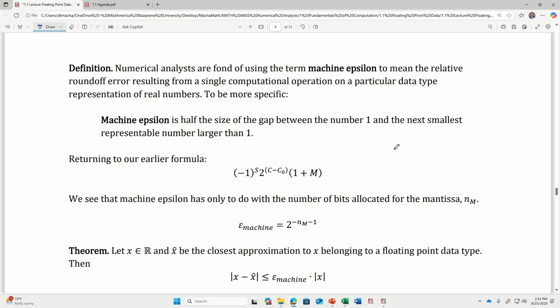Okay, there's a new vocab word that you should be familiar with. It's called machine epsilon. People want to know, what is the machine epsilon? They mean, what is the relative round-off error resulting from a single computation on a particular data type? The machine epsilon is half the size of the gap between the number 1 and the next smallest representable number larger than 1.